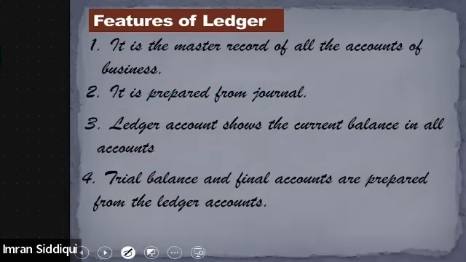These are a few features of the ledger. It is the master record of all the accounts. It is prepared from the journal. First of all, journal is prepared, and then only you can prepare the ledger. Unless and until you have prepared the journal, you won't be able to prepare the ledger. Ledger accounts show the current balances in all the accounts. Trial balance and final account, we will cover these points later. Right now, you can ignore these points.